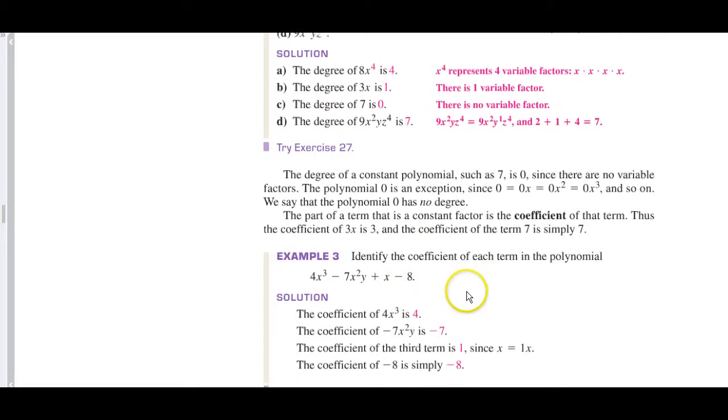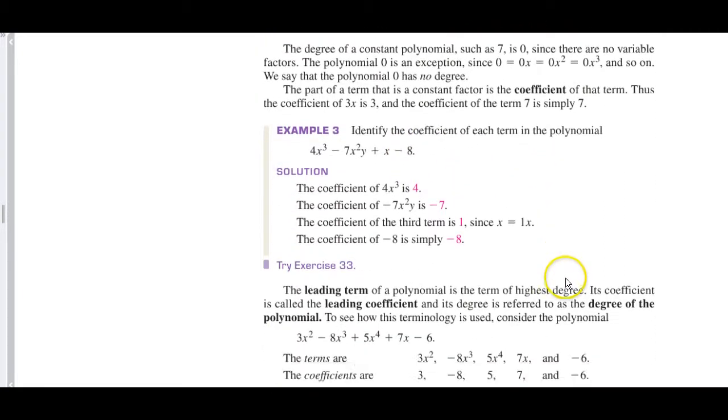Now the degree of this first term is 3. This one is also 3. This is 1. And this is 0. So we speak of what is the degree of this polynomial. Well, 3, 3, 1, 0. The highest degree is 3. So the degree of this polynomial would be 3.